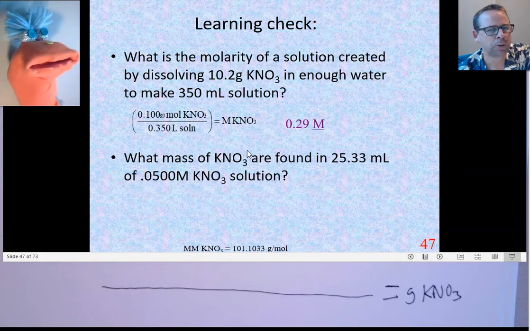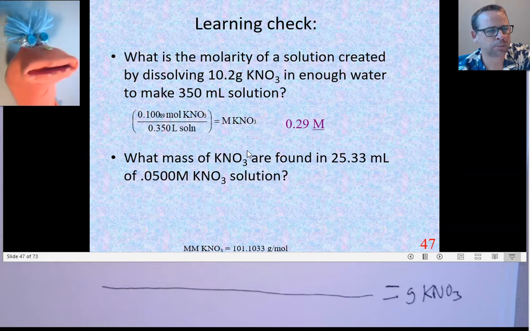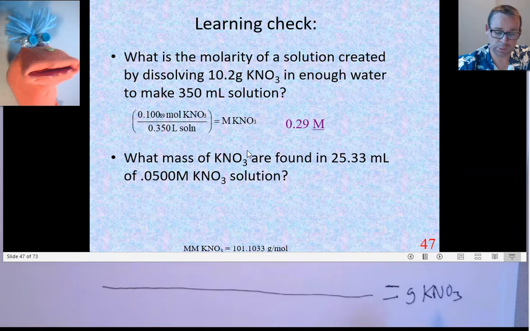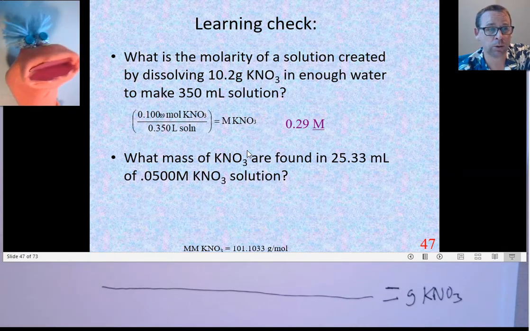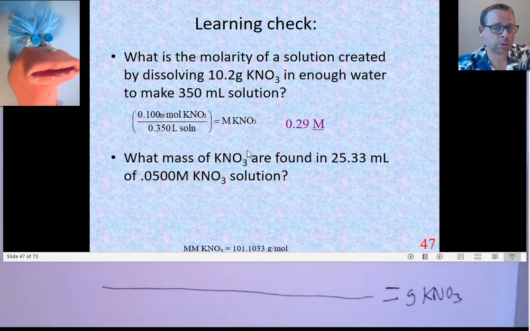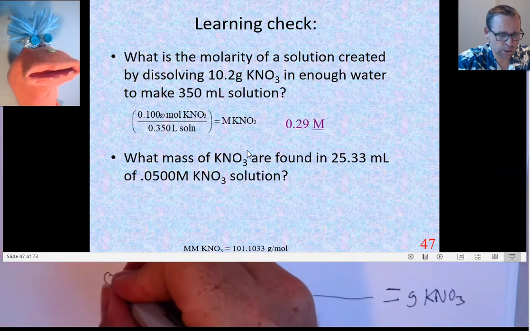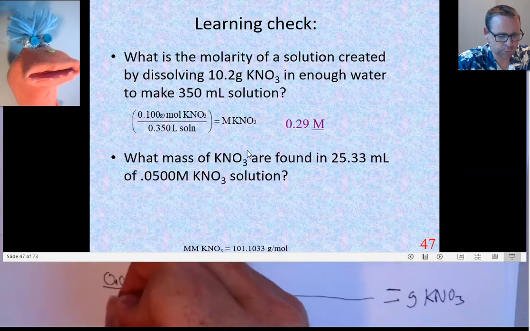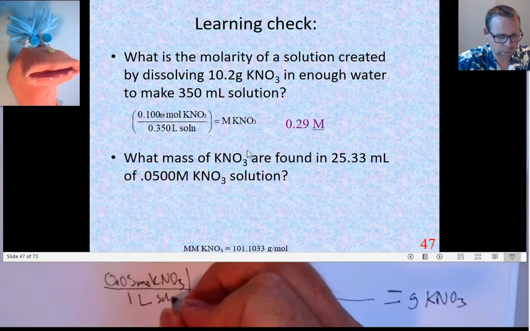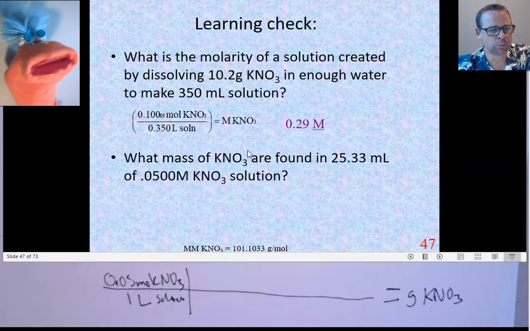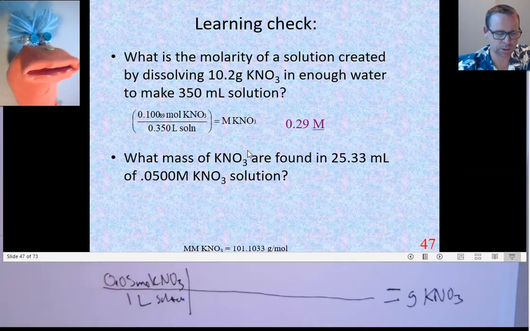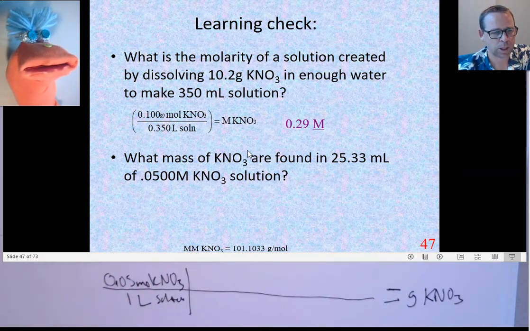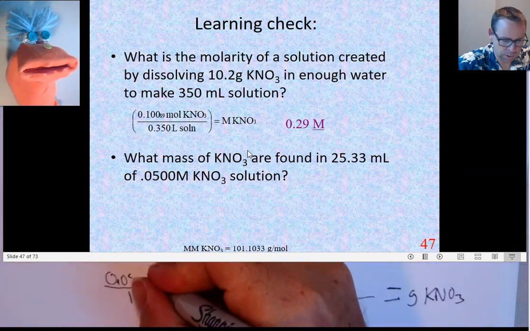Do you want to start with the milliliters or the molarity? Well, we know that we can get moles of KNO3 to grams of KNO3, don't we? Yeah. So can I write 0.05 moles of KNO3 for every 1 liter of solution? See that? Oh, that's the molarity. That's right, moles of solute per liter of solution. Okay? Looks like we're missing an L in there.